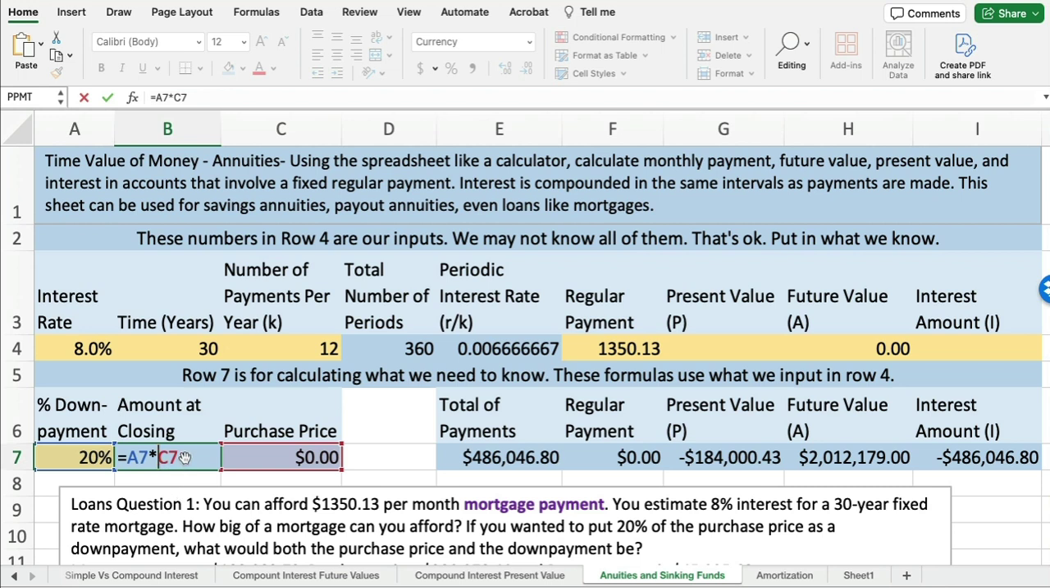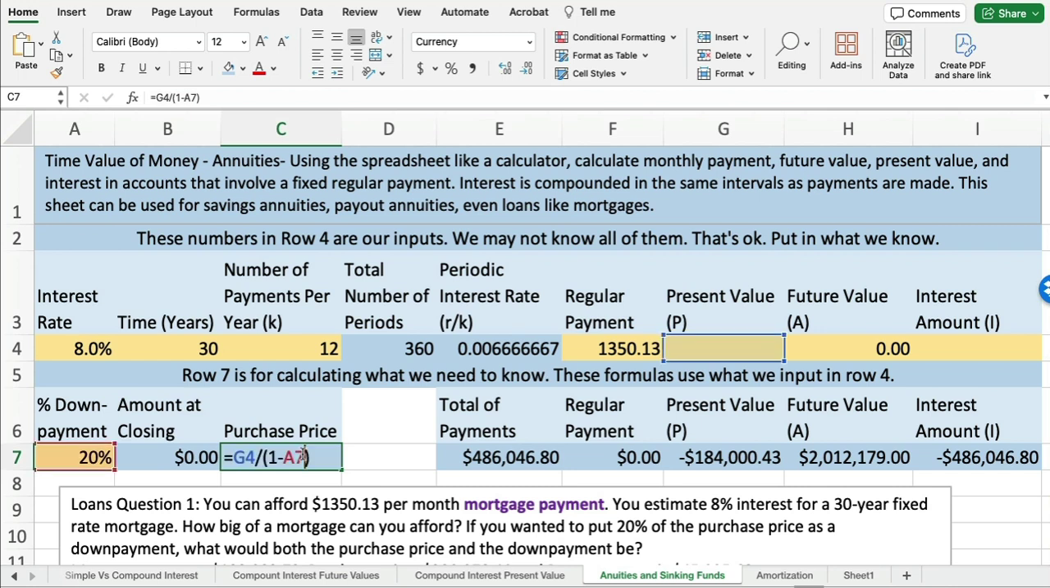Again, this is in cell B7. In cell B7, you're going to type equals A7, which is your percent down payment, times C7, which is your purchase price. So it's always a certain percentage of your purchase price. So again, that's equals A7 times C7. And right now that's just showing as 0 because the purchase price is 0. That will change in a moment.